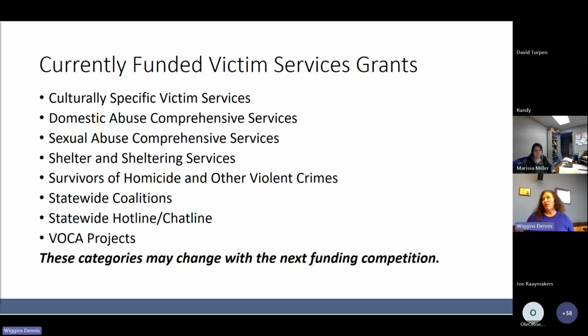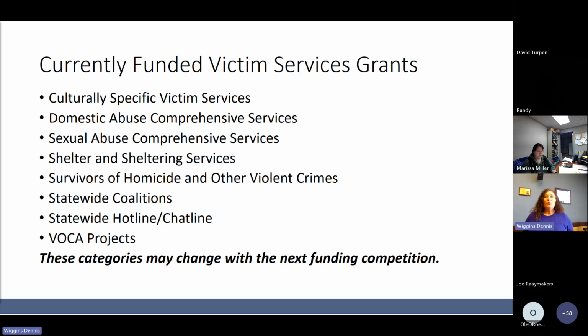And we allow folks to have the opportunity to implement their specific culture into serving folks. And so, especially with the tribe, there's particular healing services that they can offer and we can fund because that's what is relevant to their culture. And then we fund domestic violence comprehensive services, sexual assault comprehensive services, sheltering, and sheltering services.